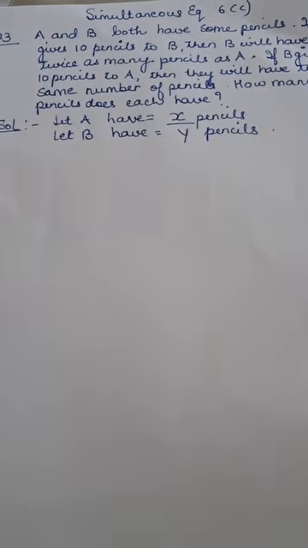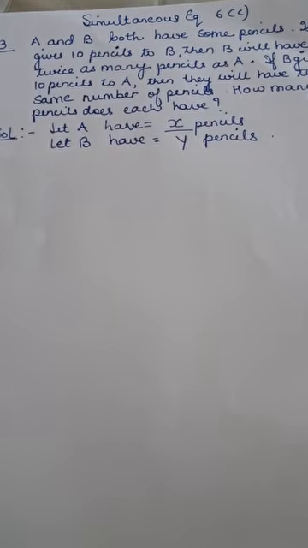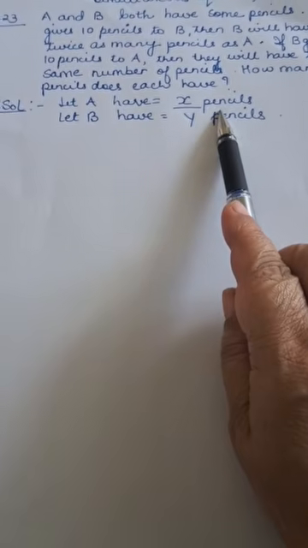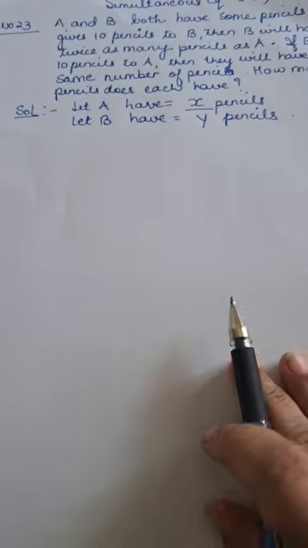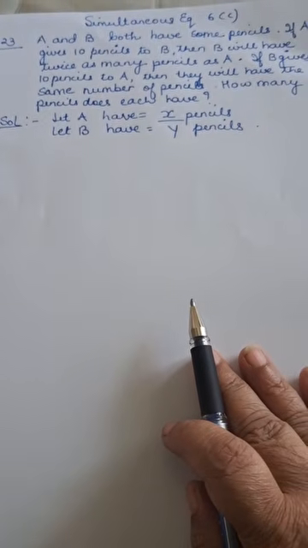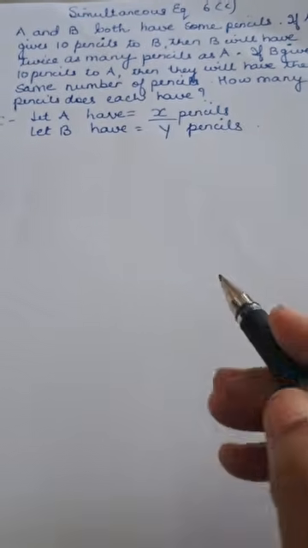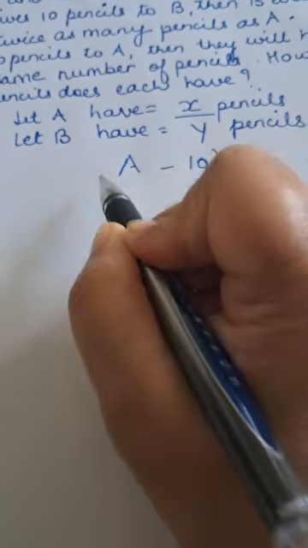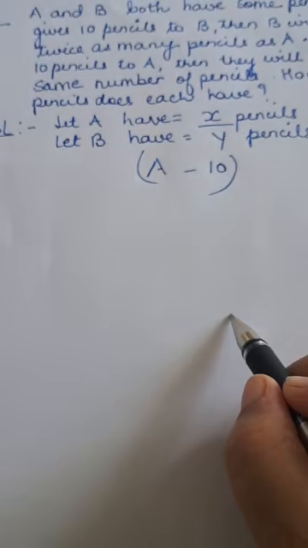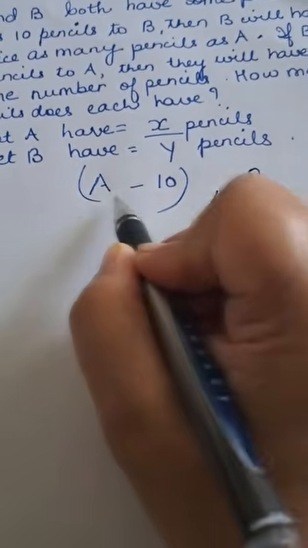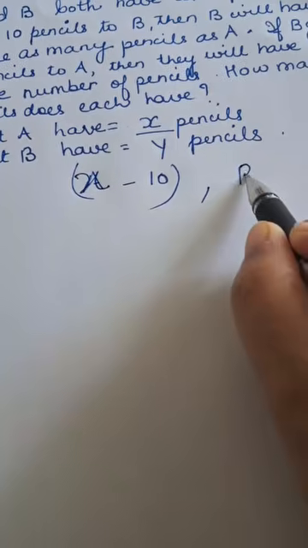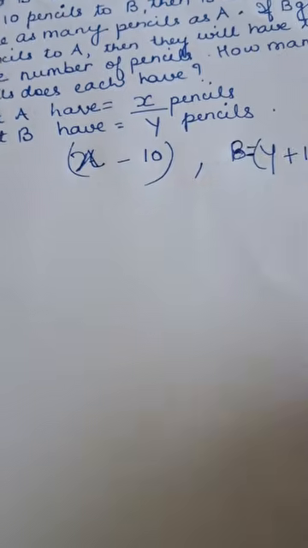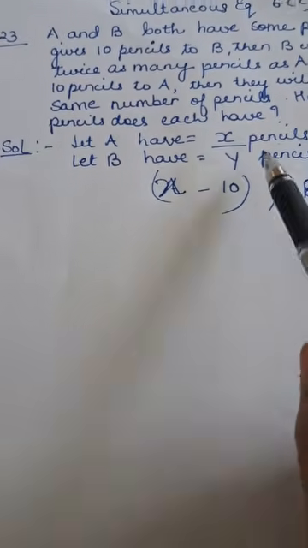Now, for such a question, we will assume let A have X pencils and B have Y pencils. Now according to the information given, A gives 10 pencils to B. That means A will have X minus 10 pencils, and B will have Y plus 10 pencils.